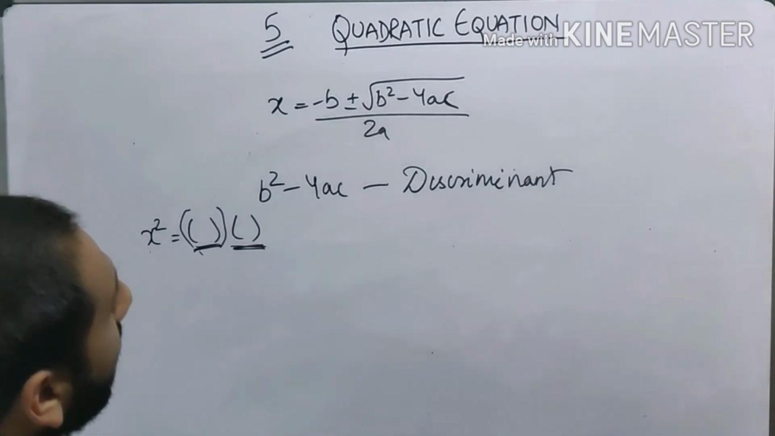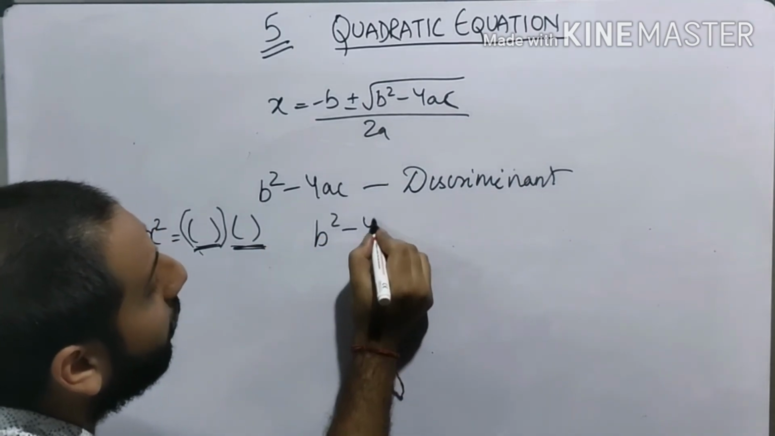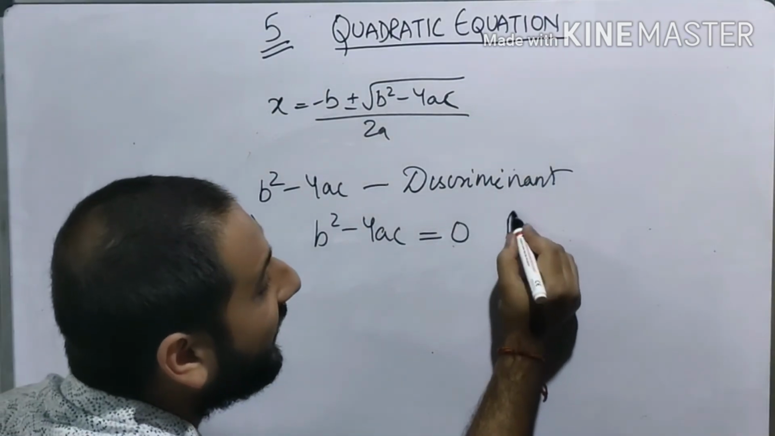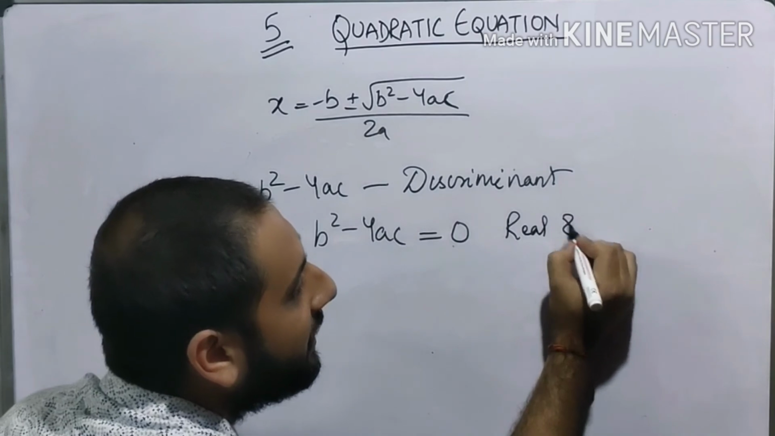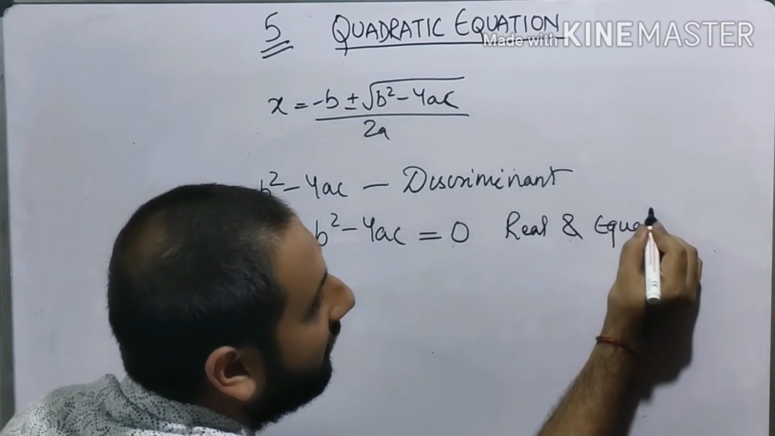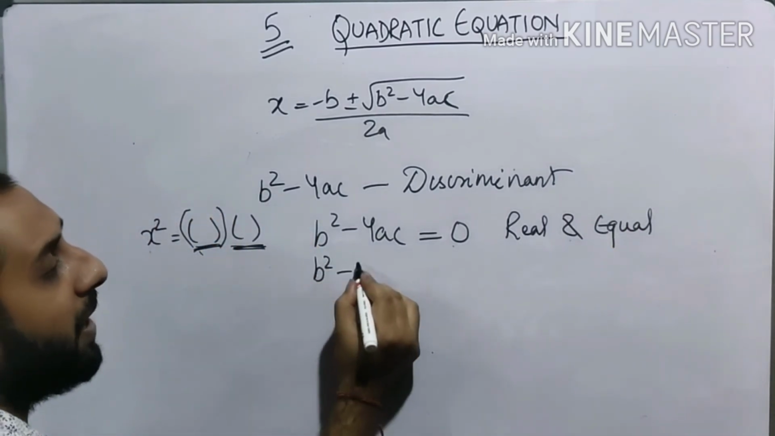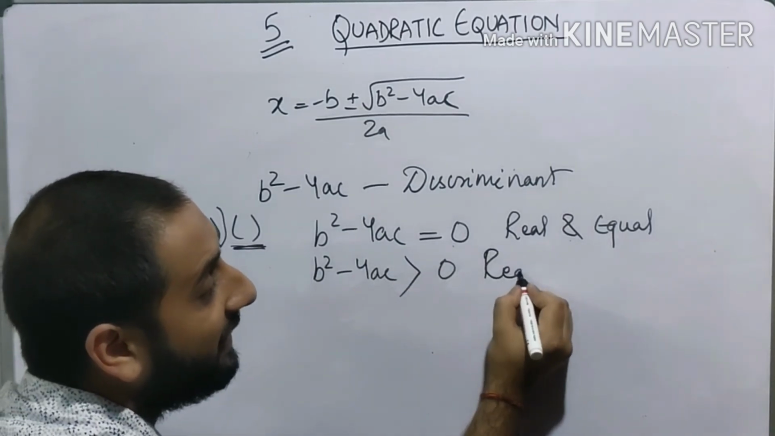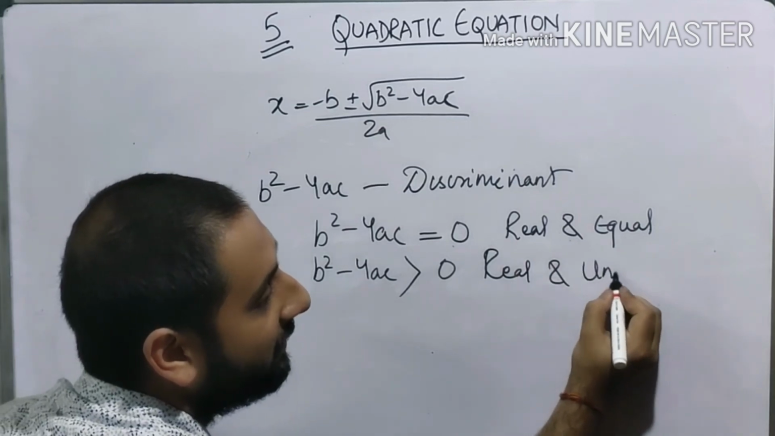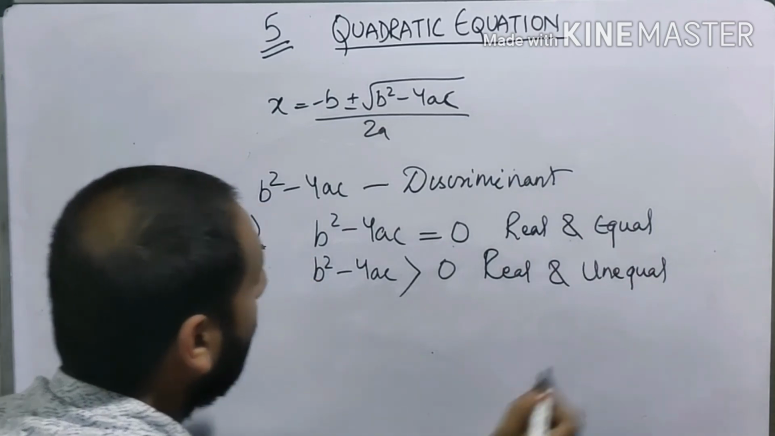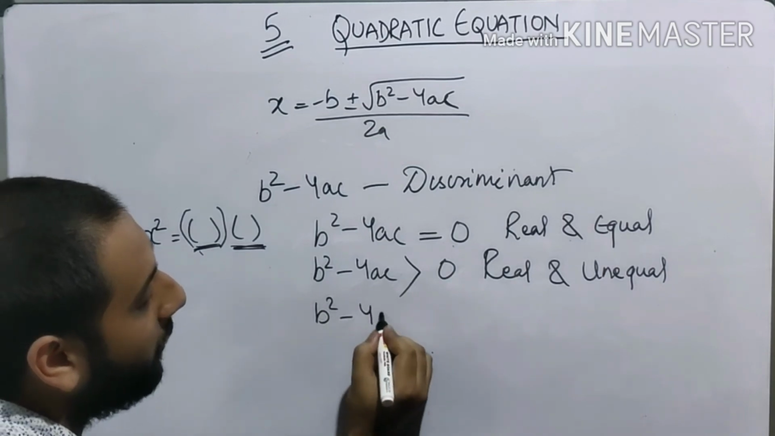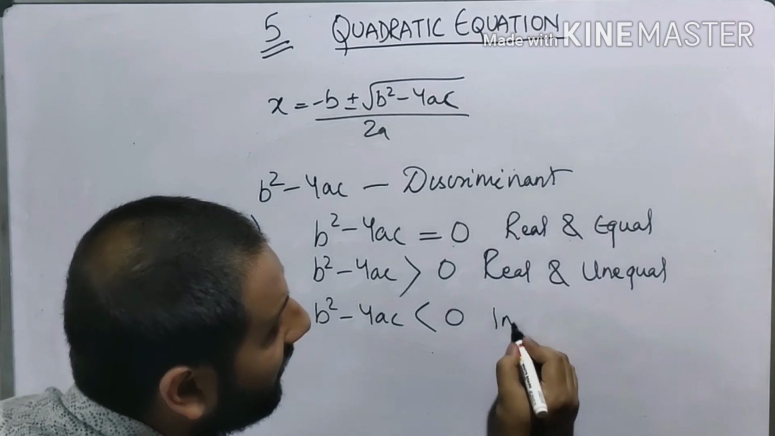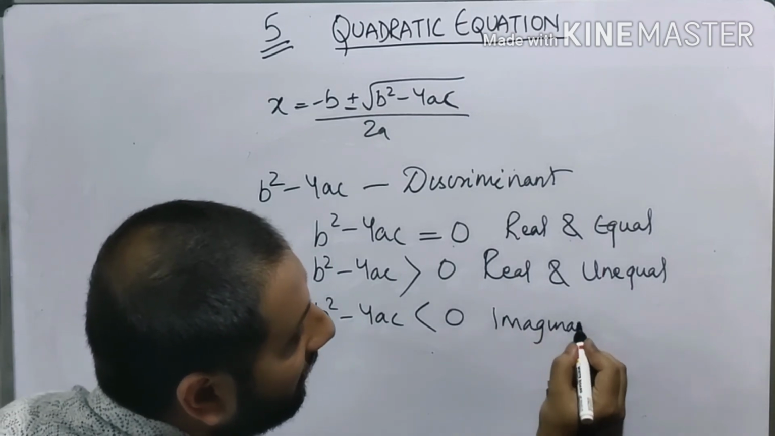Whenever you have b square minus 4ac equal to 0, the roots are real and equal. Whenever you have b square minus 4ac greater than 0, the roots are real and unequal. Whenever you have b square minus 4ac less than 0, the roots become unreal or imaginary.